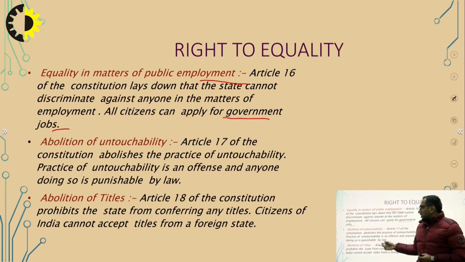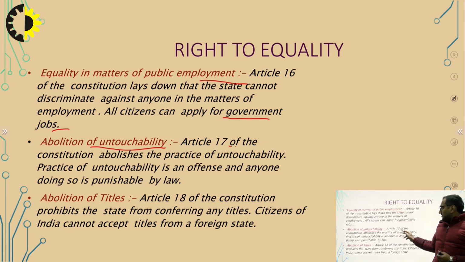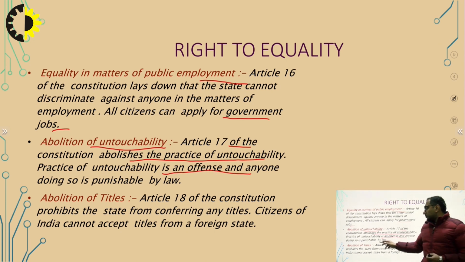Now, equality also means abolishment of untouchability. Article 17 of the Constitution abolishes the practice of untouchability. The practice of untouchability is an offense and anyone doing so is punishable by law. As we know, in India, before independence, the practice of untouchability was followed rigorously. So, to give equal right to every citizen of India, this provision was inserted in this section.